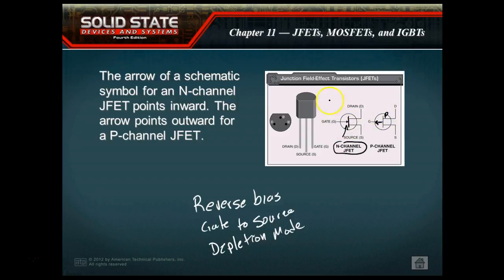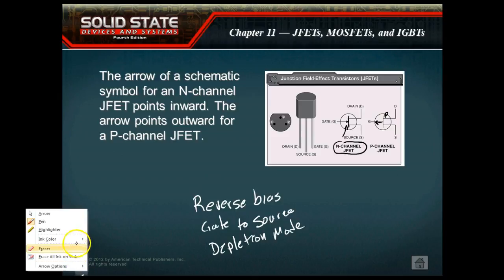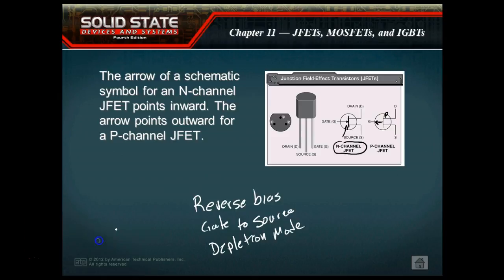Another characteristic is that we get maximum drain current. So the drain current is maximum when the voltage gate to source is equal to 0. And we'll never let it go forward bias. Never forward bias. So when it's 0, we get maximum drain current, which means we get maximum source current.